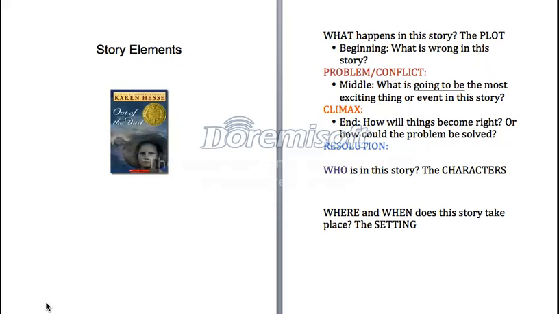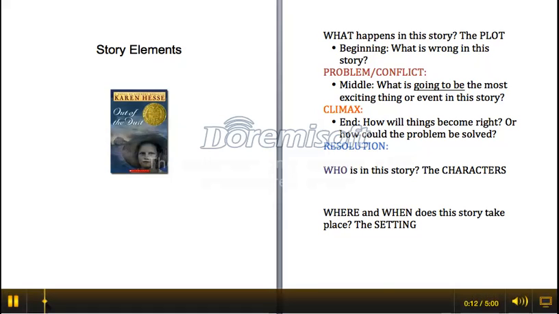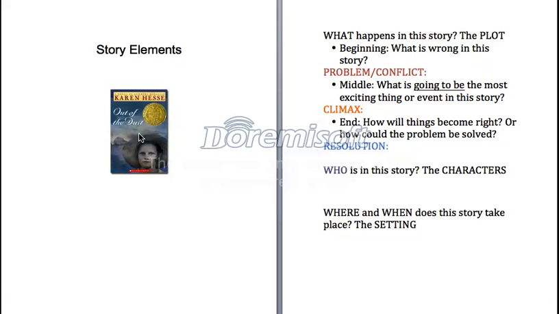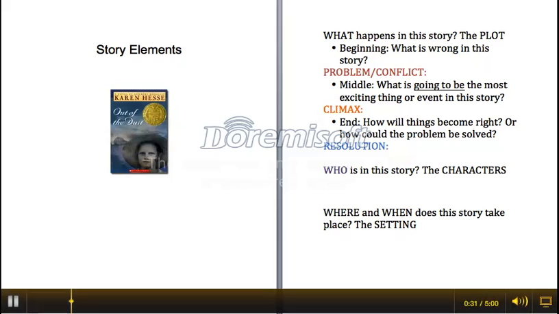So, like I said, we're going to be applying the story elements that we just reviewed in the last video, the ones here on the right, to the story that we've been reading in class, Out of the Dust. Okay, so let's start with the two easiest story elements to figure out, which are the characters and the setting.